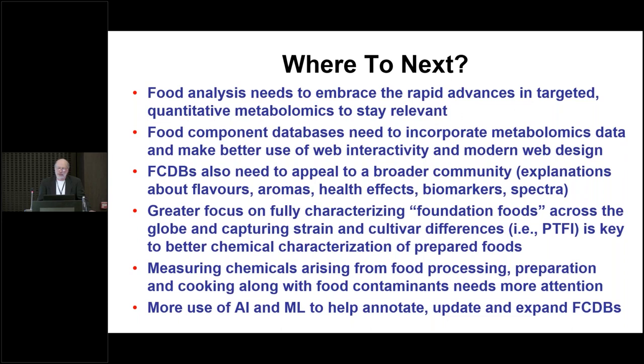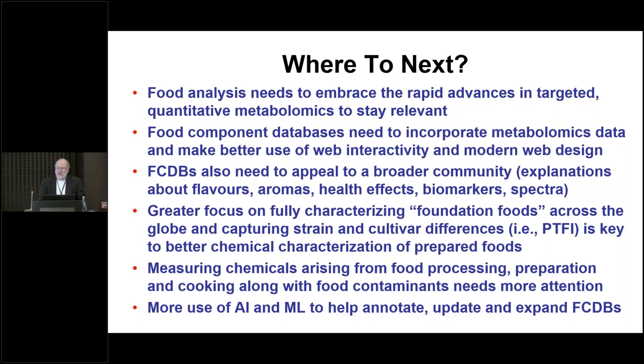The information about food constituents shouldn't be just for nutritionists. It should be for consumers. It should be for physicians. It should be for chemists. It should be for people looking for biomarkers. So capturing information about flavor, aroma, health effects, and making it accessible might help address some of these issues that we have with communicating science to the public.